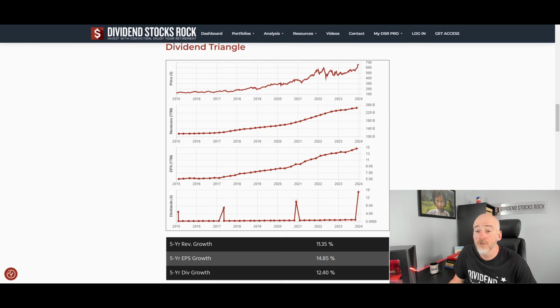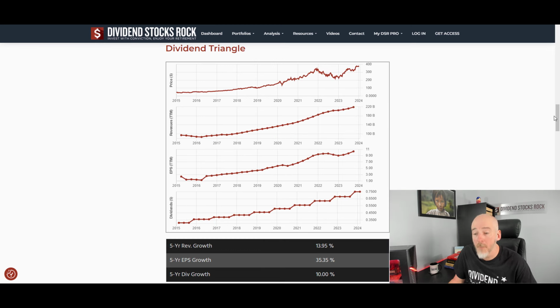Now we're going to move into my second example, which is Microsoft, another of my favorite stocks. This one, I wanted to show you that sometimes you're going to see some drop in a specific graph. So the revenues are pretty much stagnant here, and then it goes up for the rest of the years.